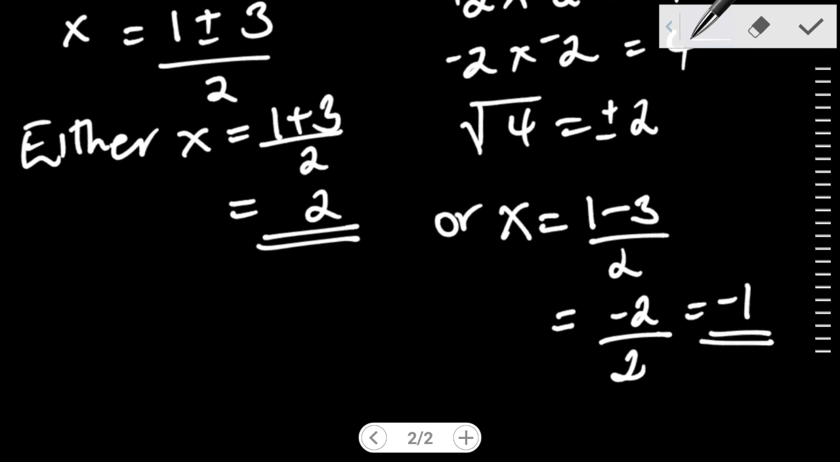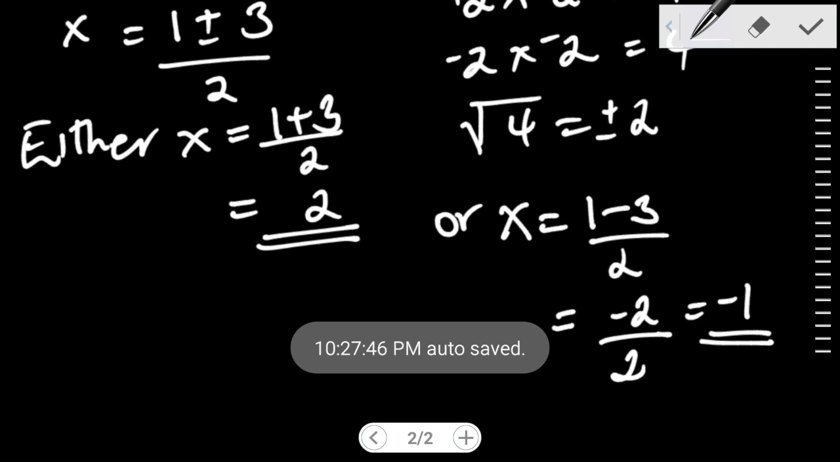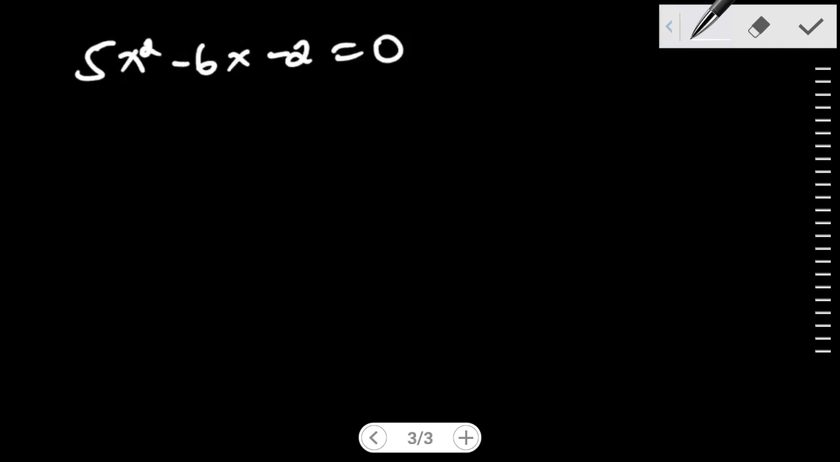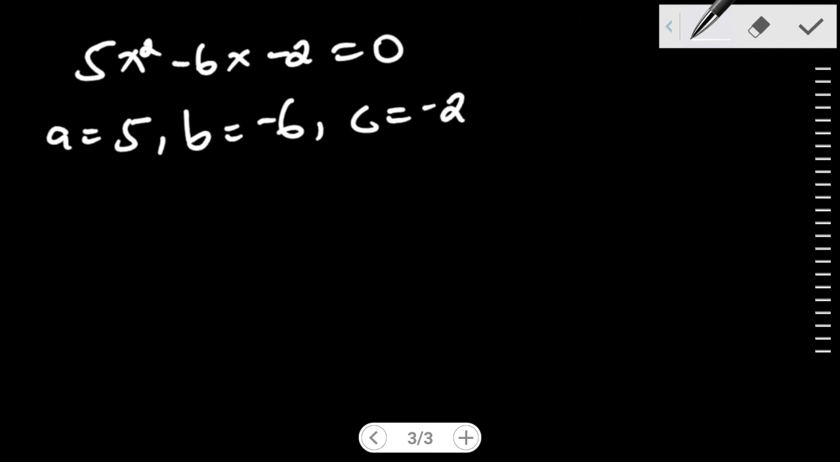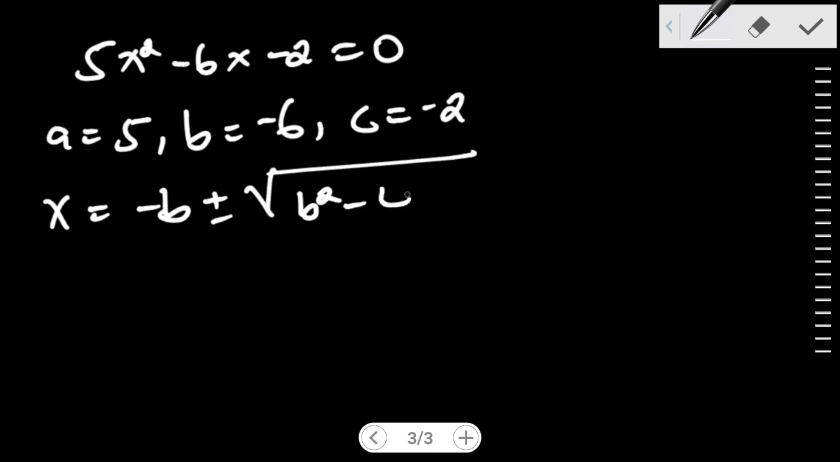So this is how you use the quadratic formula. Let's try another example. Now, suppose we have such an example. In this case, a would be equal to 5, b would be equal to negative 6, and c would be equal to negative 2. So when you're working out, you find that x would be equal to negative b, positive or minus a root of b squared minus 4ac all over 2a.